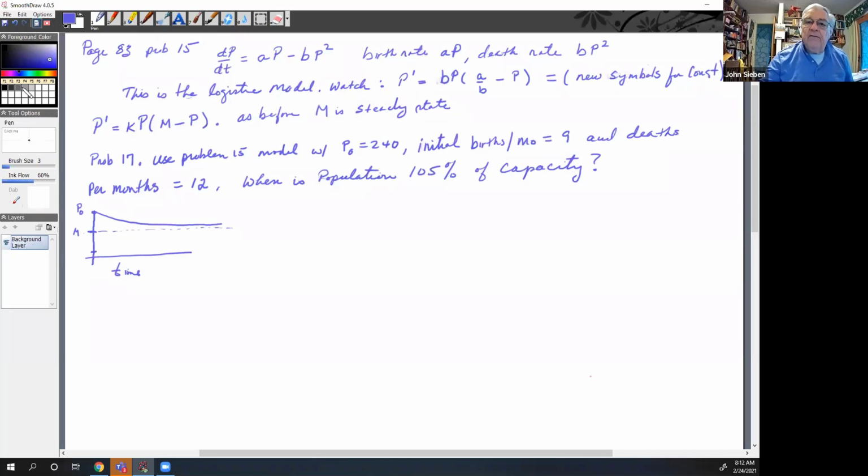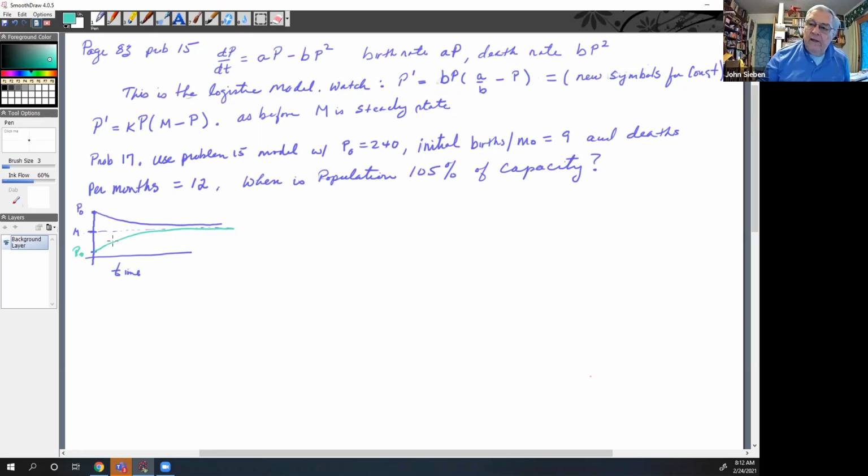But if, on the other hand, we start with a population that's less than the carrying capacity, then the population will grow until it asymptotically approaches the carrying capacity. So it's sort of a self-correcting population model. M would be the carrying capacity or the equilibrium solution. It's the long-term solution to the differential equation, P equal M. And you've got two ways to get there.